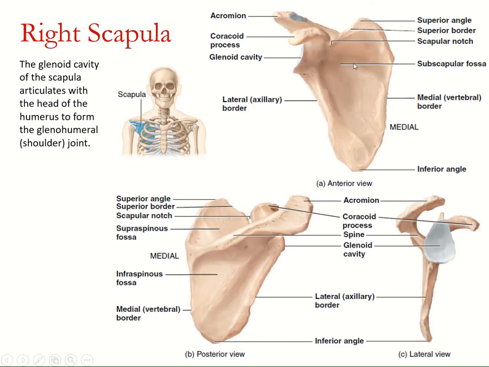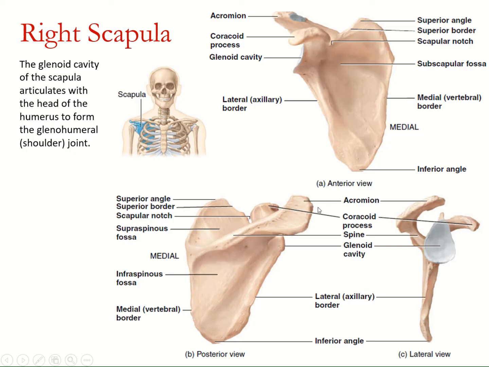This is your right scapula. The glenoid cavity of the scapula articulates with the head of the humerus to form the glenohumeral joint, which is your shoulder joint. So where is this glenoid cavity? This is your glenoid cavity over here. Your glenoid cavity articulates with the head of the humerus. Glenoid cavity over here.